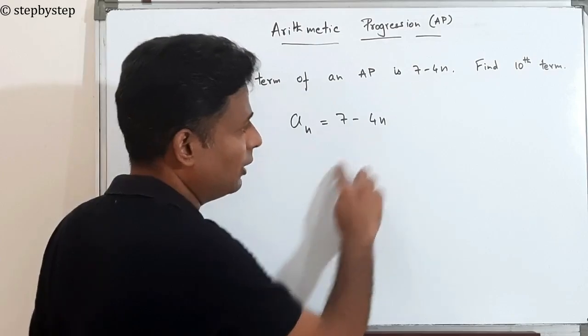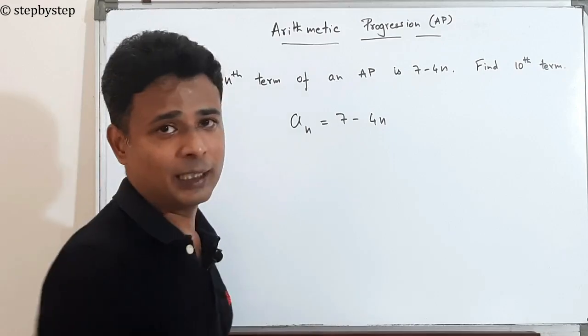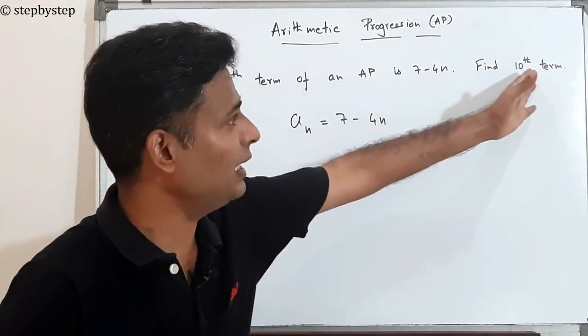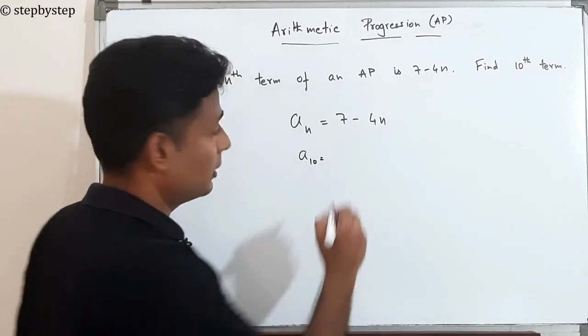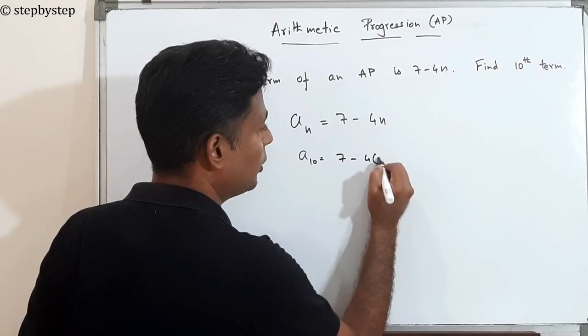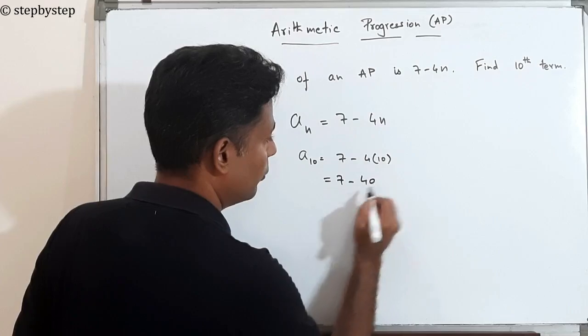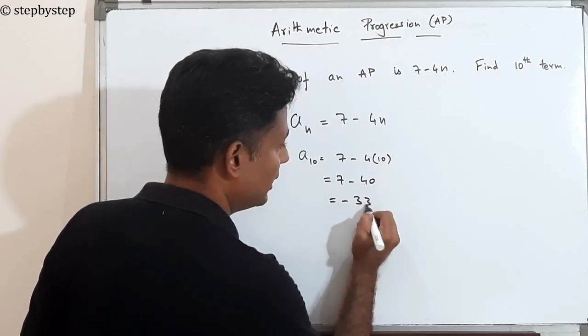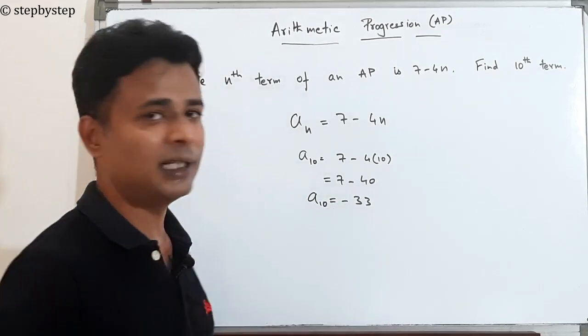So this is the formula you will use to find the terms. For example, now they have asked us to find the 10th term. So what will be a of 10? 7 minus 4 into 10. That is 7 minus 40, which is minus 33. Right? So we found the 10th term, it is minus 33.